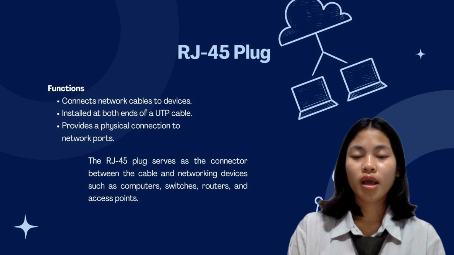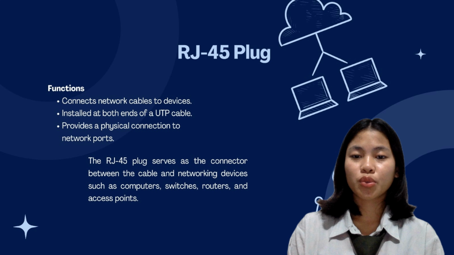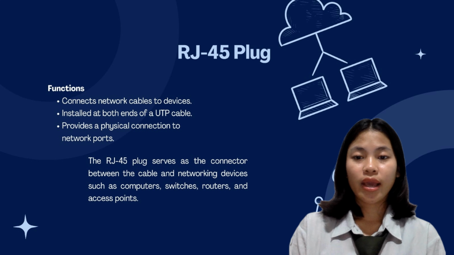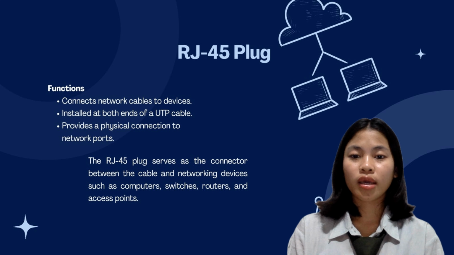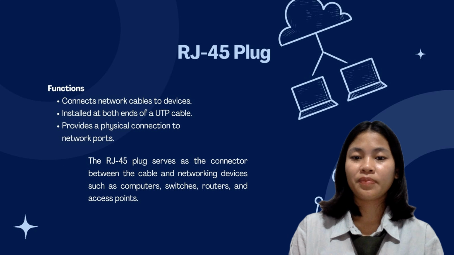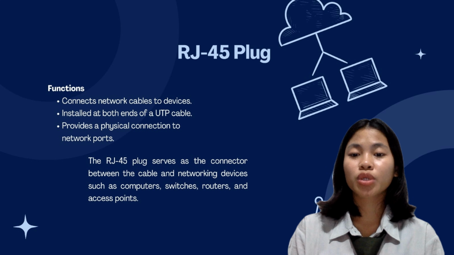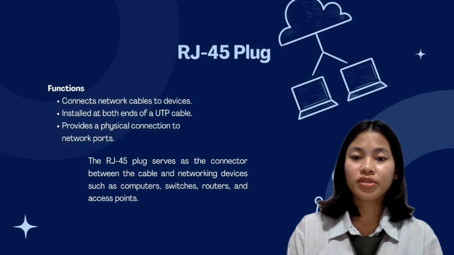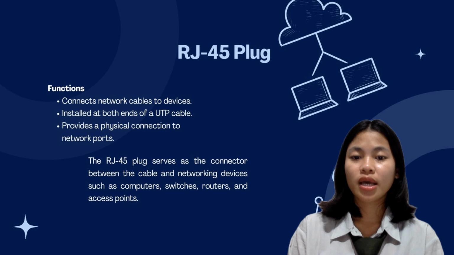Next, RJ45 connector function: connect network cable to device, installed at both ends of a UTP cable. It provides a physical connection to network ports. The RJ45 serves as the connector between the cable and networking devices such as a computer, switch, router, and access point.